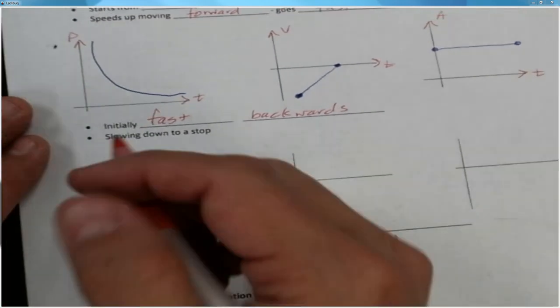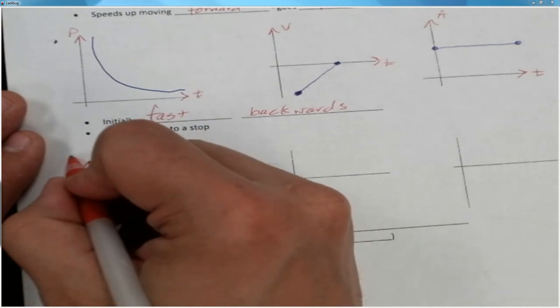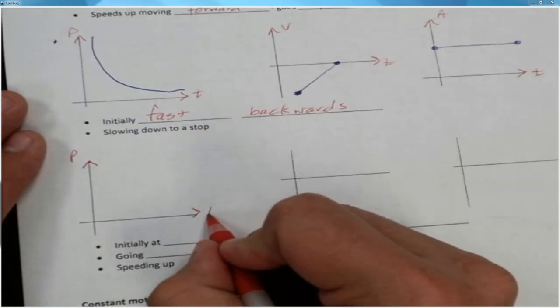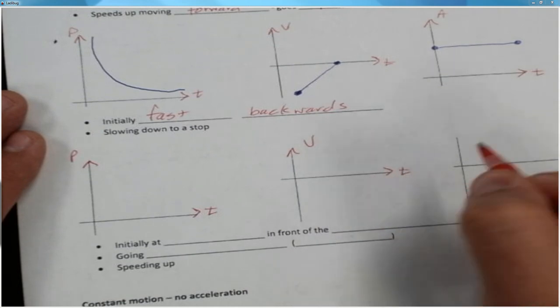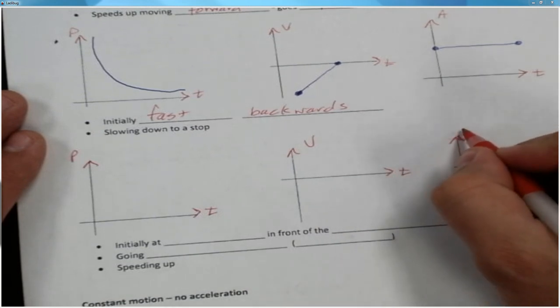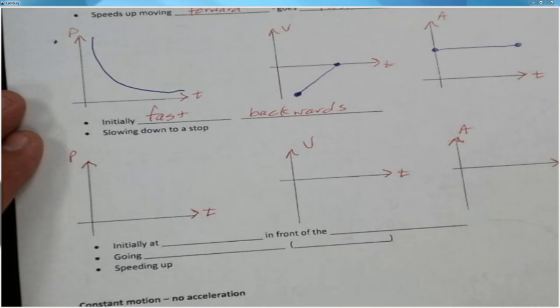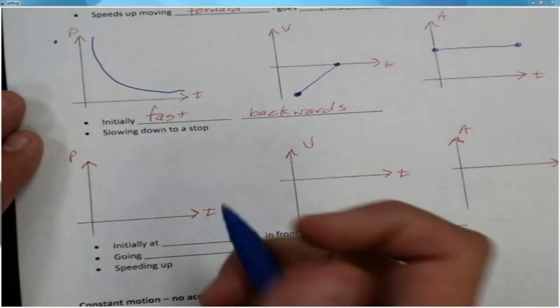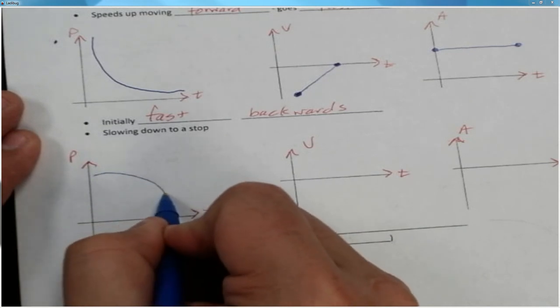Okay, let's move on to the last set here that I want to go over with you. This is going to be position and time, velocity and time, and acceleration and time. This one, I'm going to do basically the only other idea I can think of, which is going to be like this.